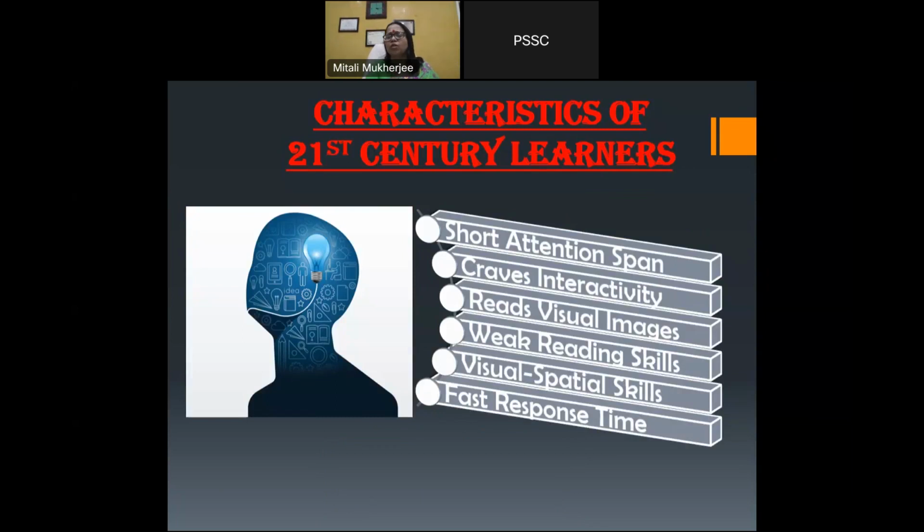Why are we talking about trends and all? Because today's learners are different from the learner that you were. They are 21st century learners. You must remember, friends, they have a very, very short attention span. They crave interactivity. They keep on talking. That's not because they want to misbehave in the class. It's because that is a feature of the 21st century children, that they crave to interact.